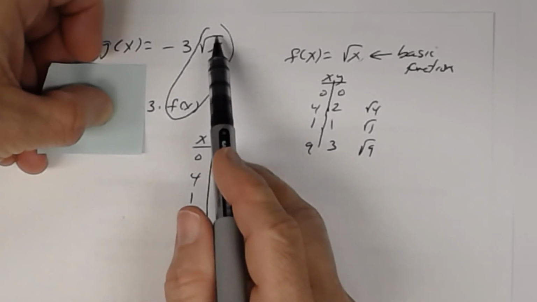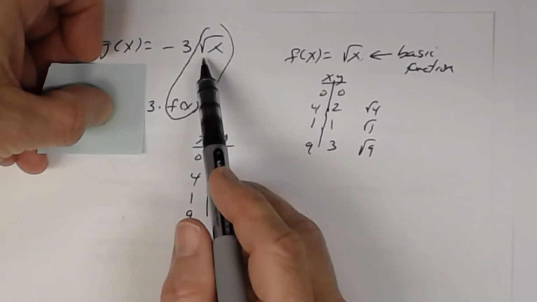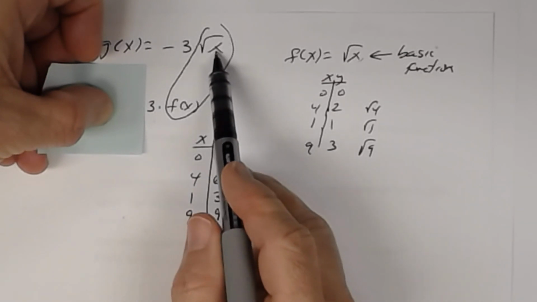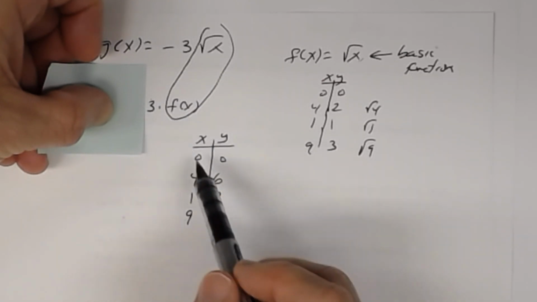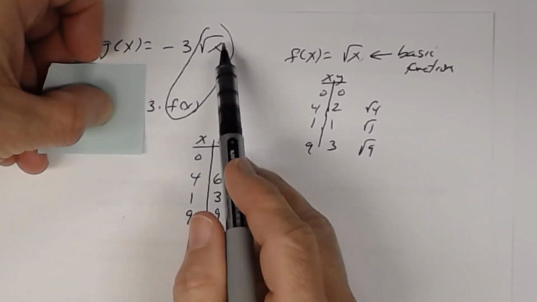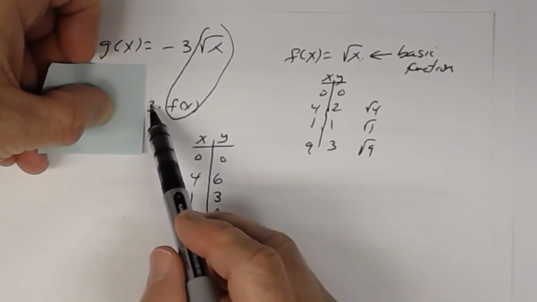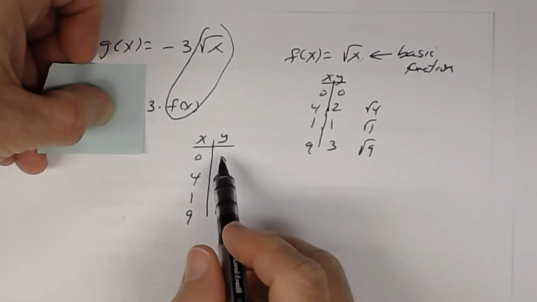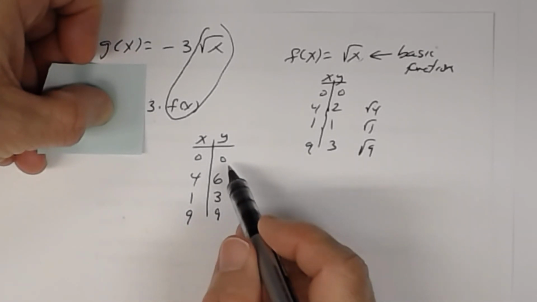Kind of makes sense because watch. When x is 0, what's the square root of 0? 0. And what's 0 times 3? 0. When x is 4, what's the square root of 4? 2. What's 2 times 3? 6. When x is 1, what's the square root of 1? 1. What's 1 times 3? 3. See that?